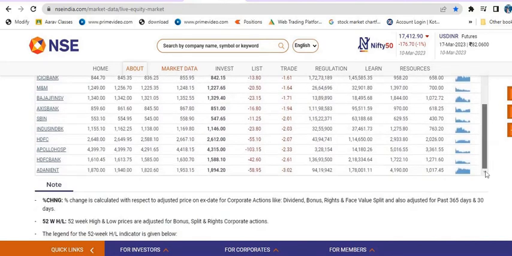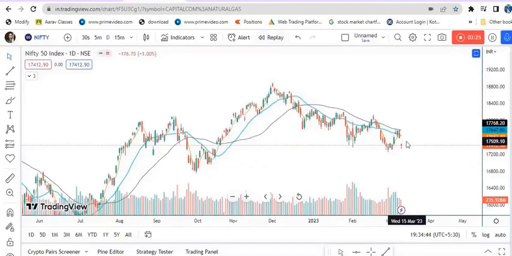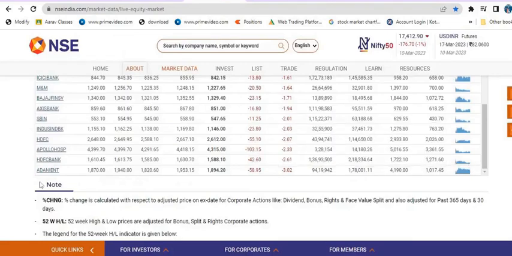Please note it down. If the price of the Nifty is below moving average 20, then we need to select the last 5 stocks. That is, we need to go for selling of the stocks. And this has to be done at 9:20 a.m. Then this is Adani Enterprises.